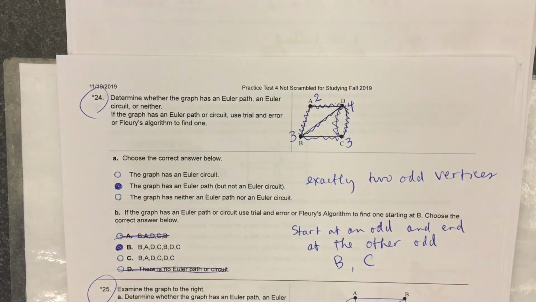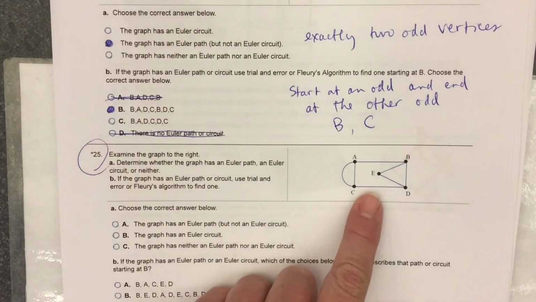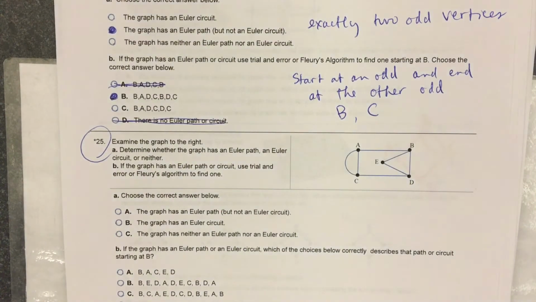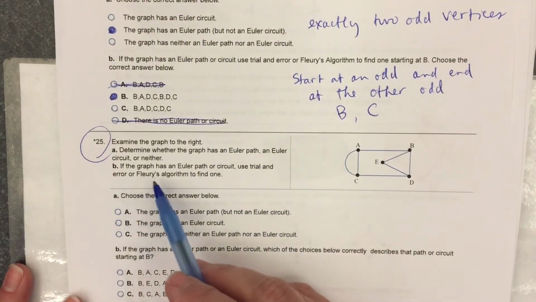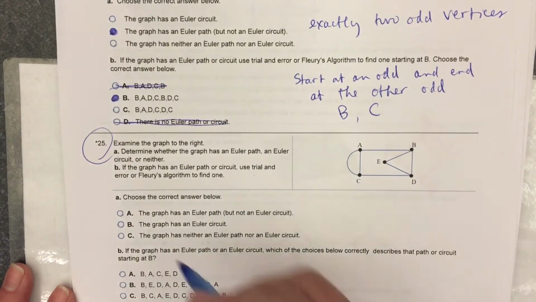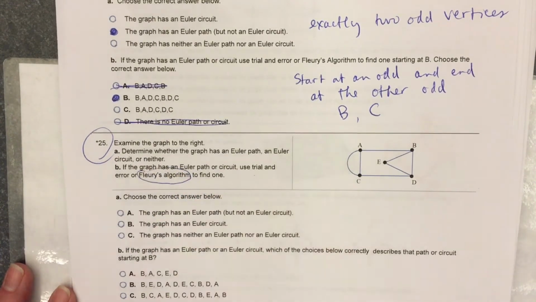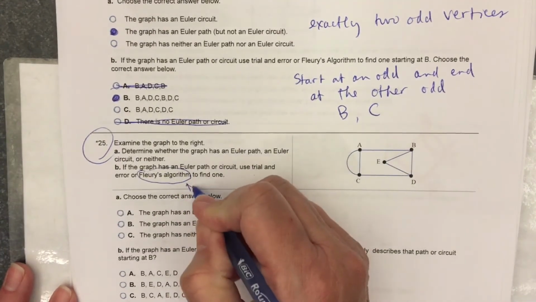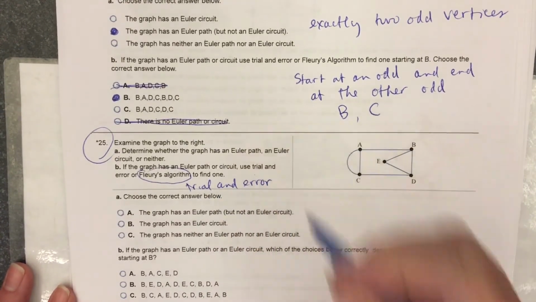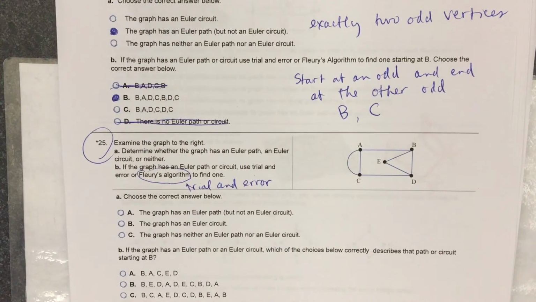Let's take a look at number 25. Examine the graph to the right. Determine whether the graph has an Euler path, an Euler circuit, or neither. If the graph has an Euler path or circuit, use trial and error or Fleury's algorithm to find one. Fleury's algorithm is just trial and error. That's what it is. The book describes it as erasing the edges as you go, but you're still doing trial and error.